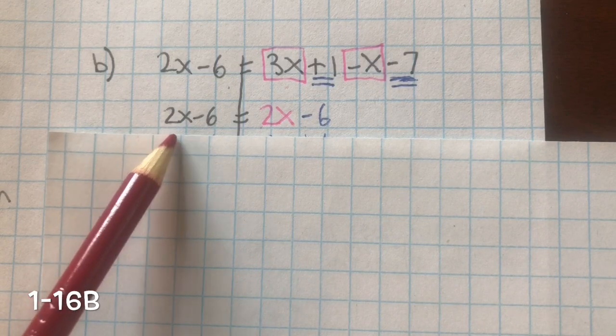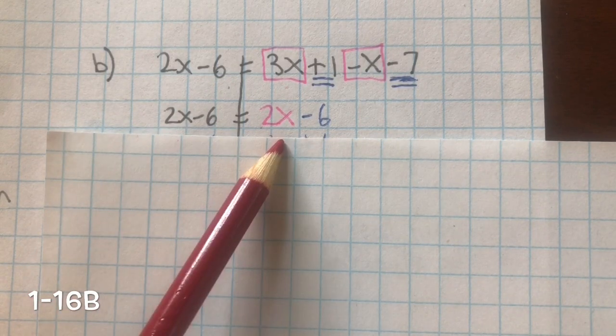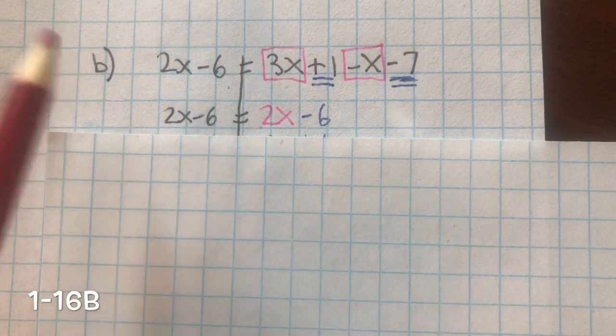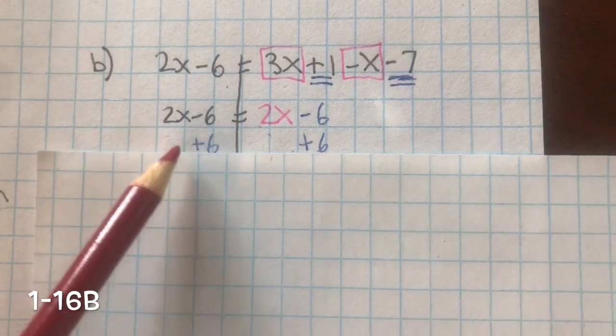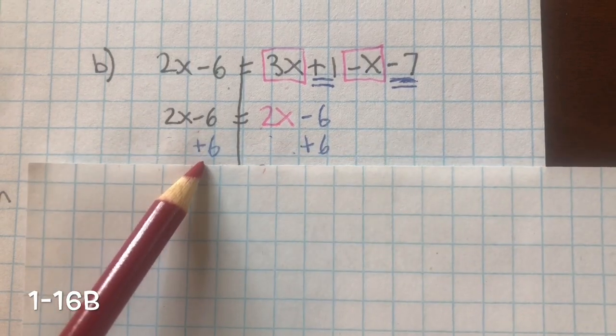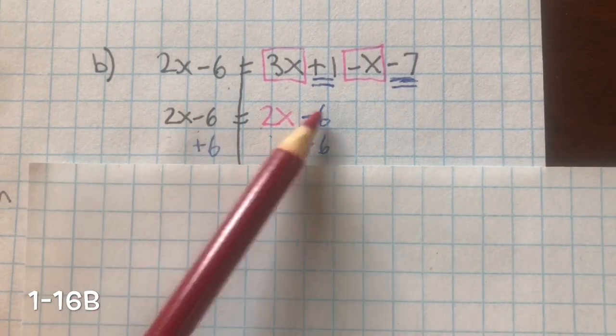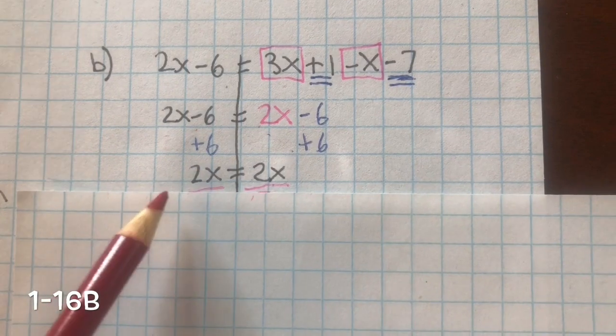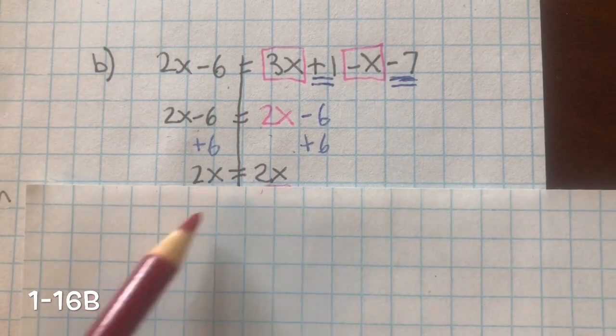Now you can see that both sides of the equation are the same. Well, let's continue. Now we're going to do inverse property of subtraction is addition, so we're going to add 6 to both sides. 0 pair, 0 pair. And we're left with 2x equals 2x.